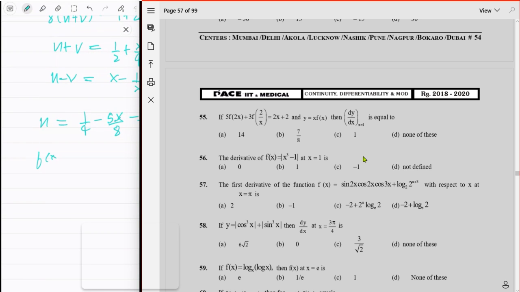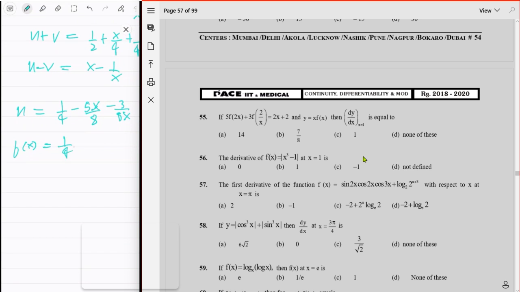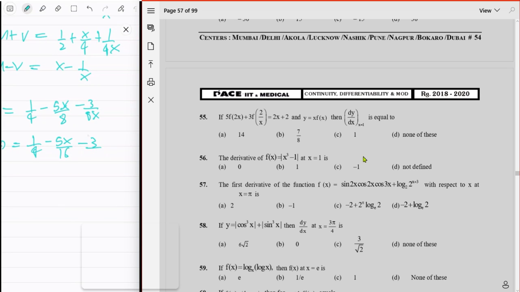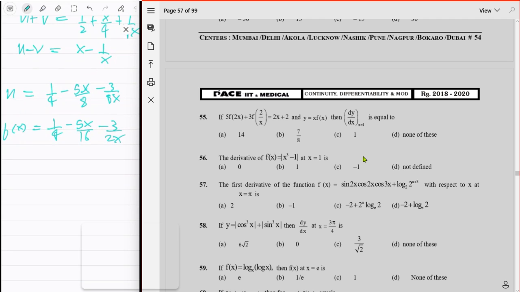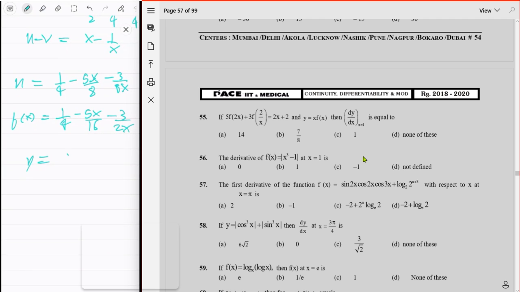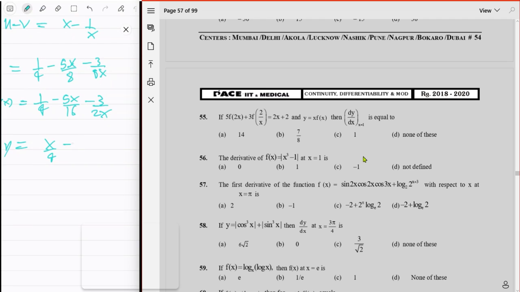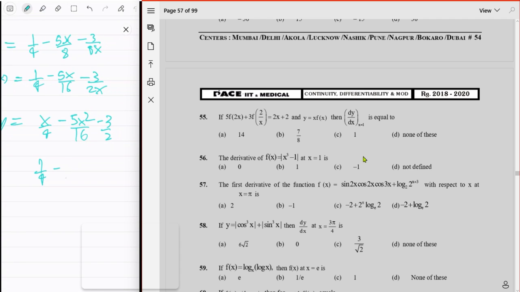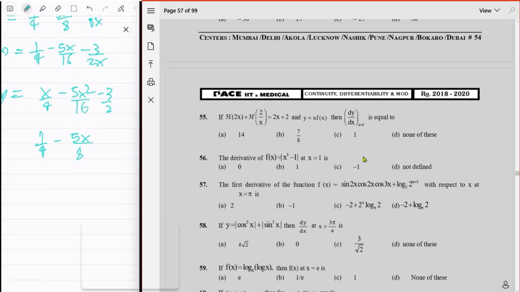So f of x is just 1 upon 4 minus 5x upon 16 minus 3 upon 4x, so just 2x. Yeah, that's what f of x is. So what do you want? Just x times that? So y is just x upon 4 minus 5x upon 16 minus 3 upon 2. Then you want dy upon dx of this thing, which is just 1 upon 4 minus 5x upon 8. And you want x equal to 1. So 1 upon 4 minus 5 upon 8, that's like 2 upon 4 minus 5 upon 8.